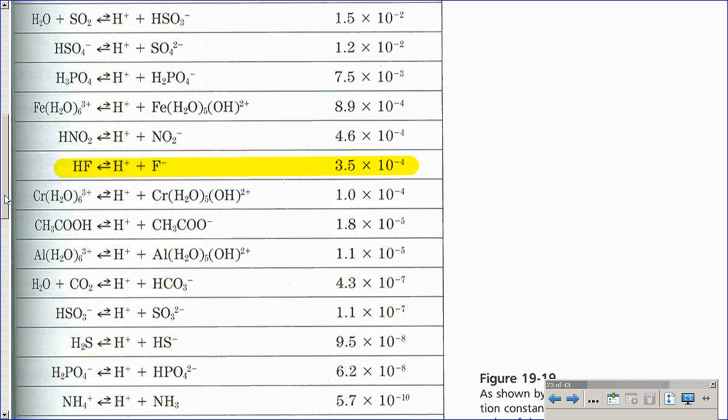So HF, hydrofluoric acid, is not a strong acid. Look at the Ka value: 3.5 times 10 to the negative fourth. That means that little product is made.